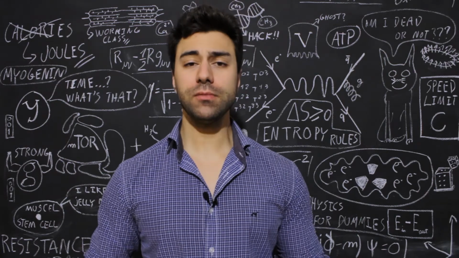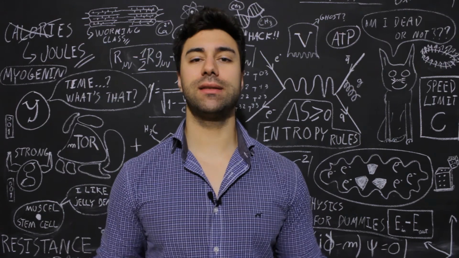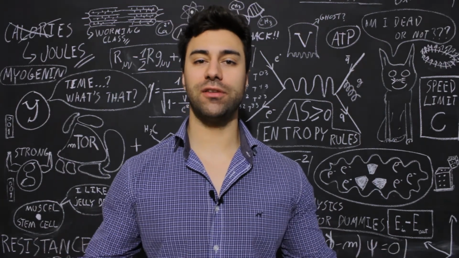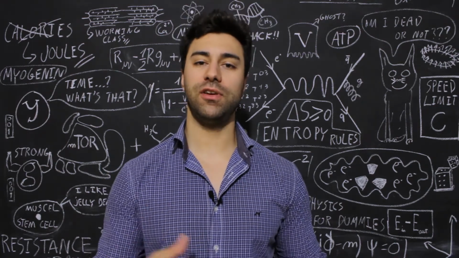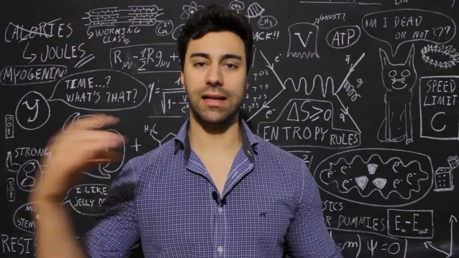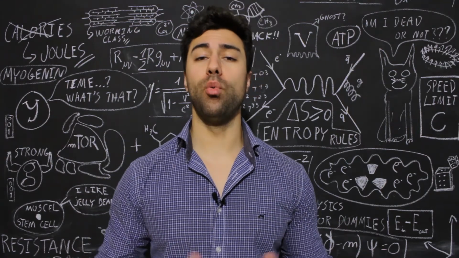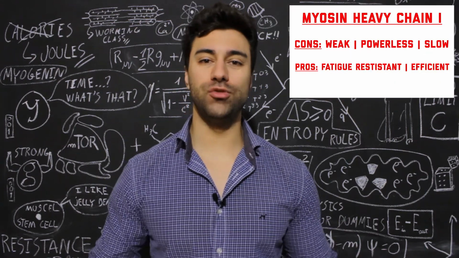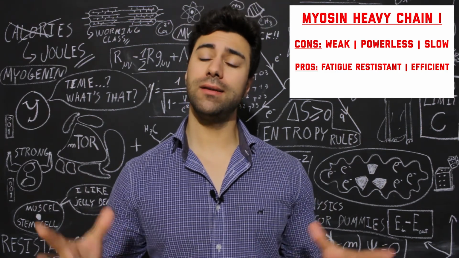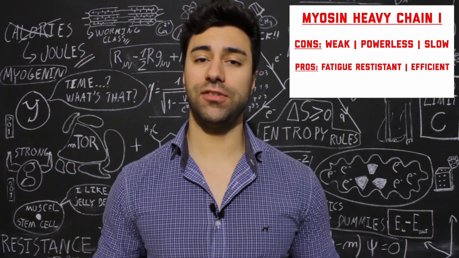Now you know the differences within different types of muscle fibers, and also in the physical parameters of contraction speed and strength, power and efficiency. So when we put all of this together and build the Lego of performance, we simply get that the myosin heavy chain 1 slow isoform is weak, powerless and slow. But on the other hand, they are fatigue resistant and very efficient.